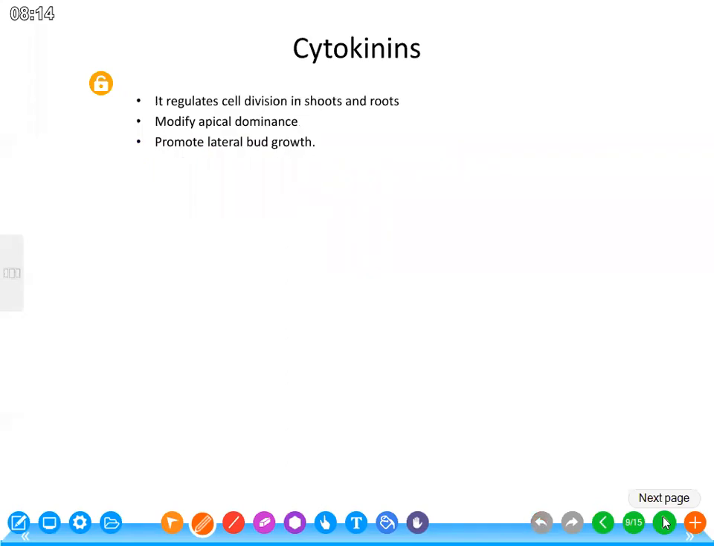Third plant growth substance, cytokinin. What is the main function? It regulates cell division in shoots and roots. Second, it modifies apical dominance and promotes lateral bud growth. These are some functions of cytokinin.